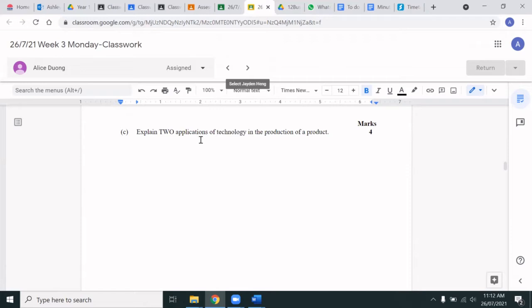Explain 2 applications of technology in the production of a product. All right, guys, have a go at that one for me now, please. I'm going to choose someone else. Explain two applications of technology when you make a product. How can they be used? How can they be applied? All right, off you go.